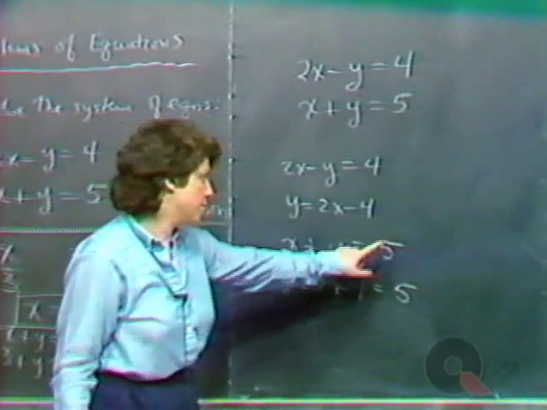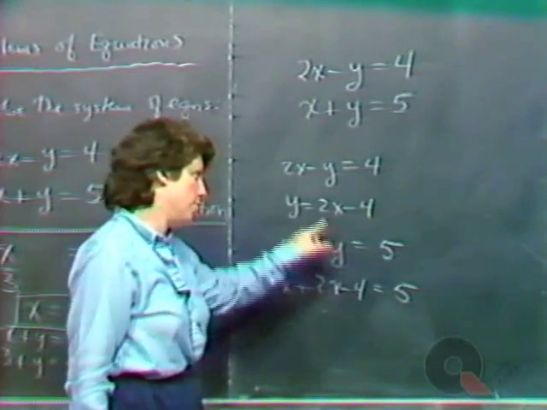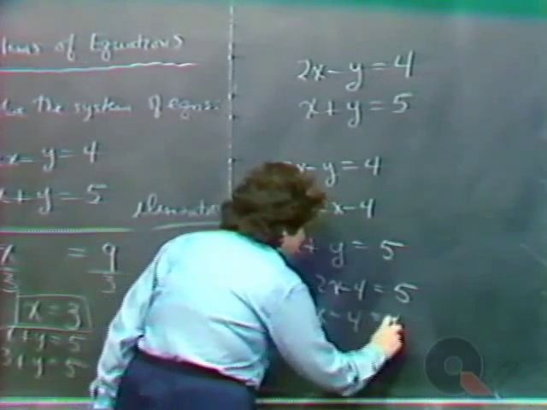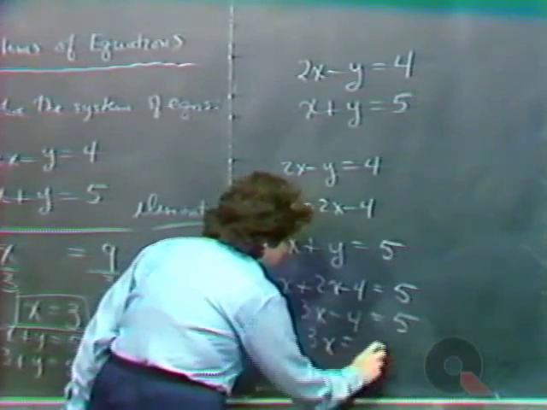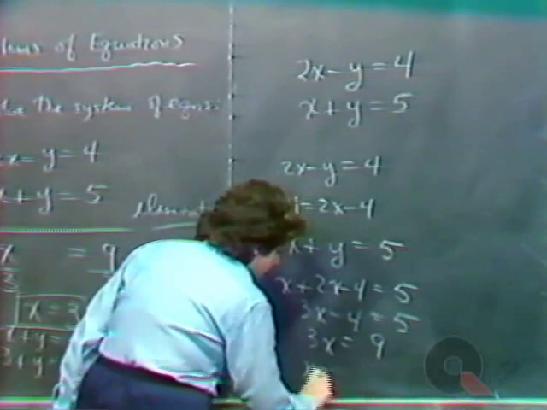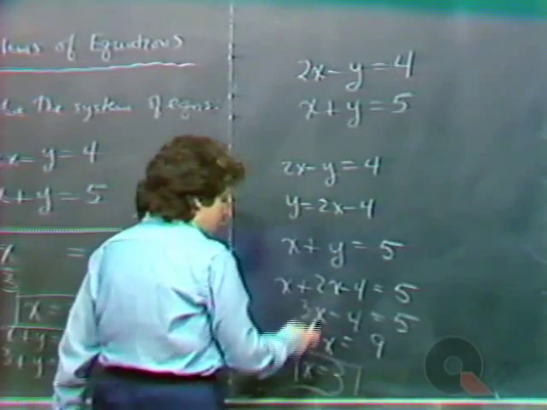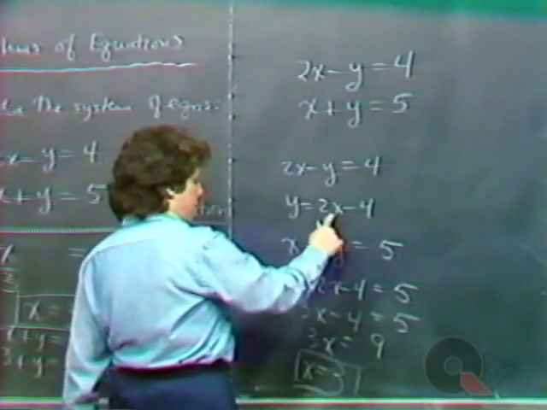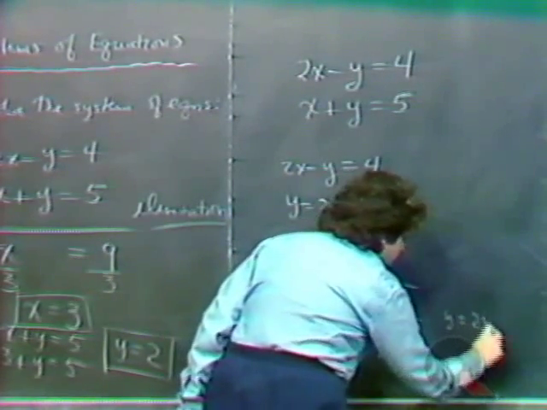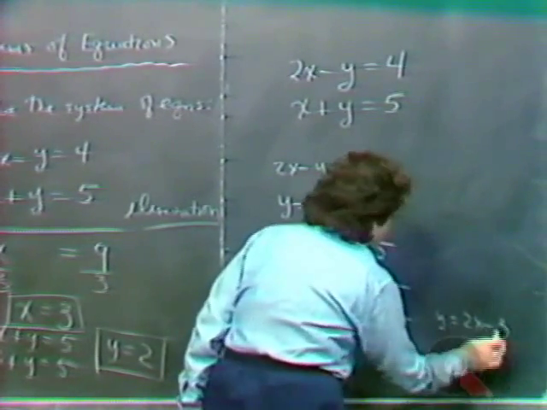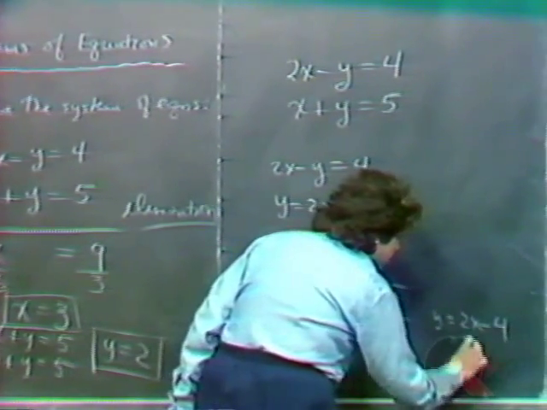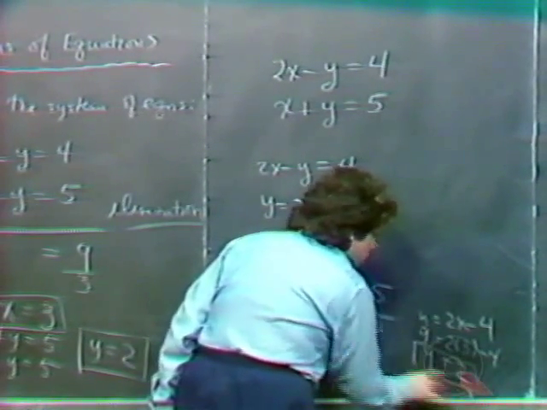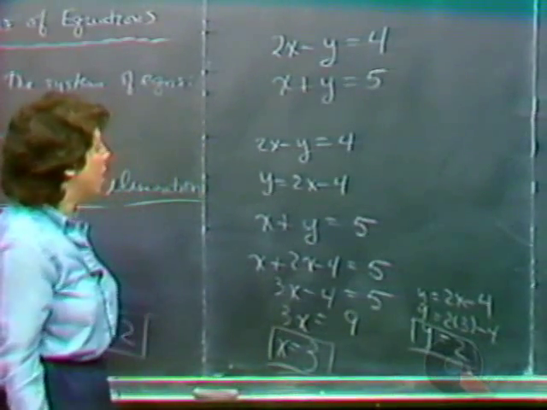So x plus y equals 5, we wrote x plus 2x minus 4, because that's what y is, equals 5. 3x minus 4 equals 5. 3x equals 9, adding 4 to both sides. X equals 3 as before. And having found that x equals 3, we substitute into either equation, let's say we plug in here. If x equals 3, we get 2 times 3 minus 4, y equals 2. So once again, giving us x equals 3 and y equals 2.